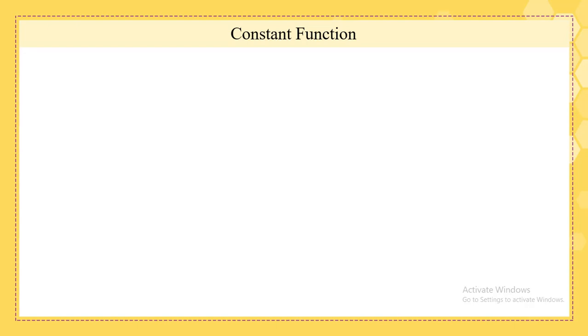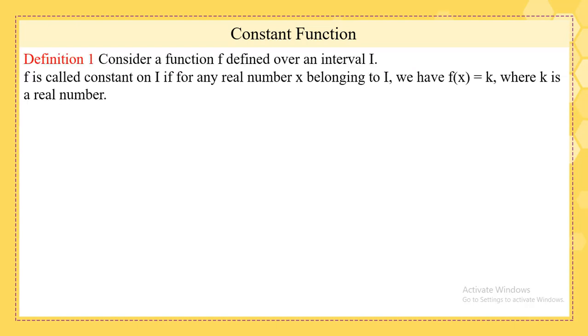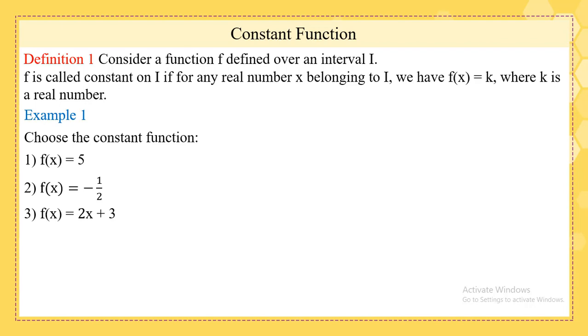First, we will start with the definition of a constant function. In fact, consider a function f defined over an interval I. F is called constant if for any number x on this interval, f of x is equal to k, which means that f of x is independent of the value of x. F of x is equal to a constant number, where k is a real number.